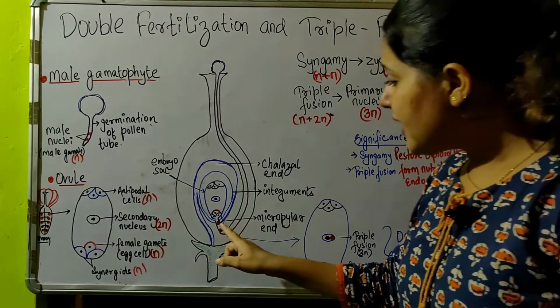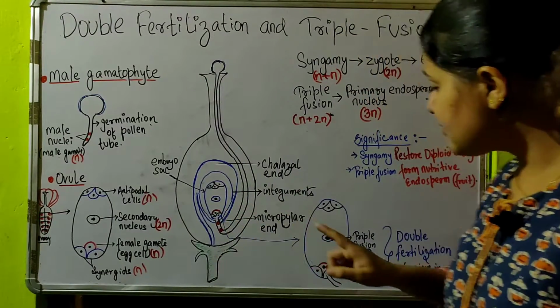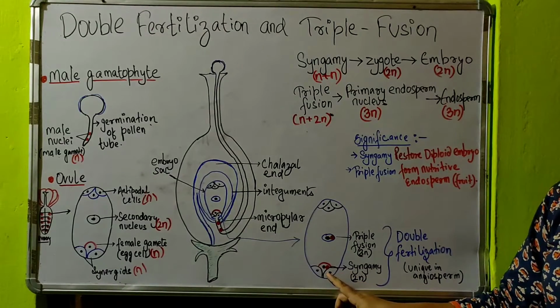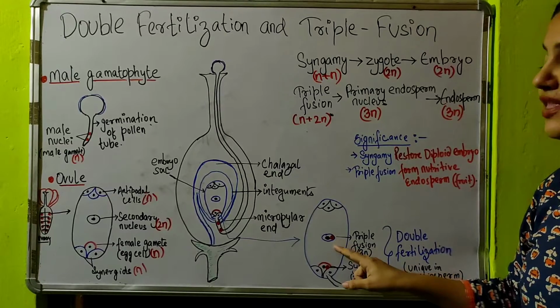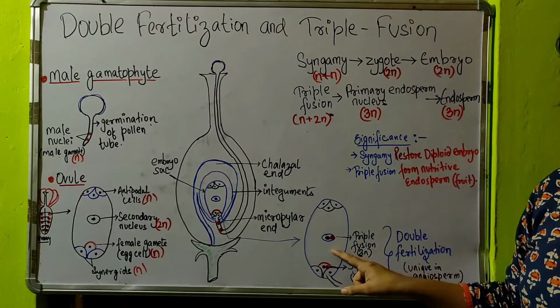Now you see, one of the male nuclei is going and fusing with the egg cell out here, and another male nucleus is going and fusing with the secondary nucleus out here.